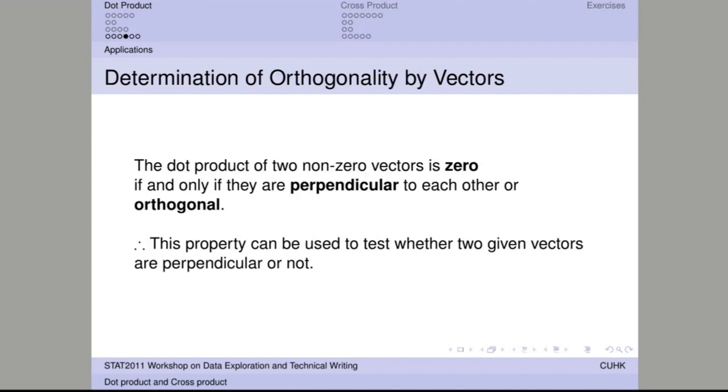The second one is determining the orthogonality of two vectors. Since the dot product of two non-zero vectors is zero if and only if they are perpendicular to each other, or orthogonal, this property can be used to test whether two given vectors are perpendicular to each other or not.